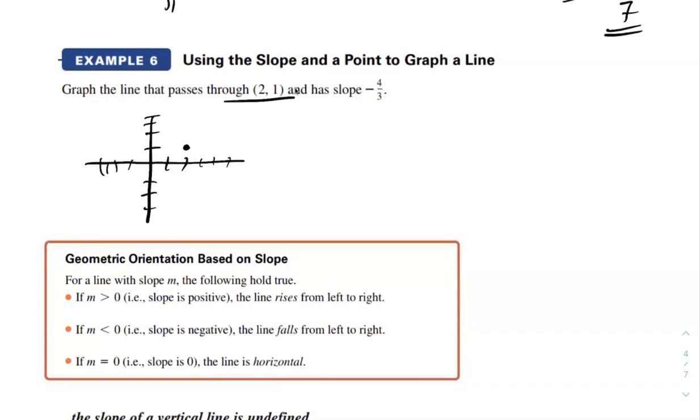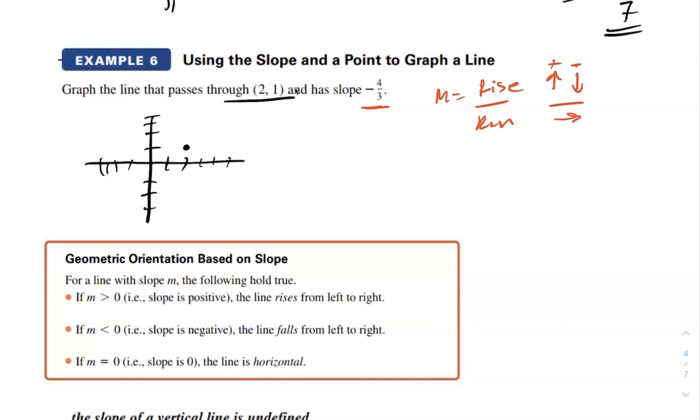We're going to start at this point and use our slope. Now the way we think about slope is the rate of change. We want to think about it as rise per run. What that means is this: if you have a positive, you're going to move up. If you have a negative, you're actually going to fall, but we're always going to go right.